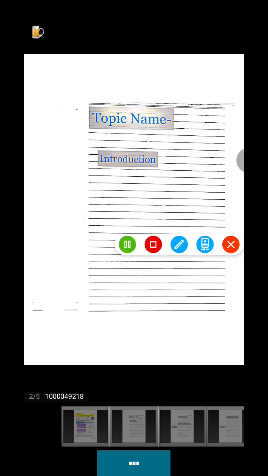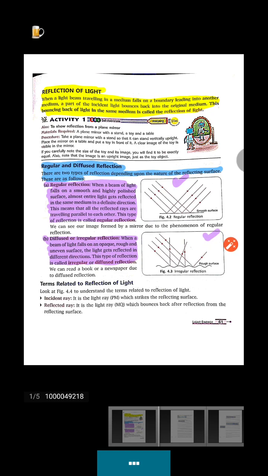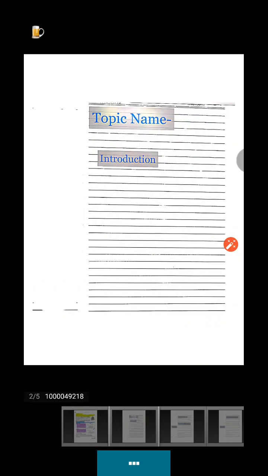Okay, so starting off with the first topic, this is the reflection of light and types of reflection, diffuse and regular. At page number 61 you will find whatever you have to write about this project, starting off with this format. Maintain this format properly. First thing is topic name, just at the top of the page. Suppose the topic name is regular and diffuse reflection. What is written in the syllabus, properly copy the topic name.